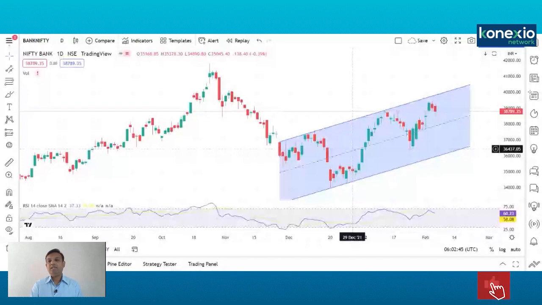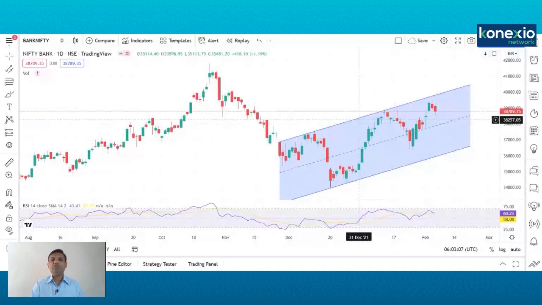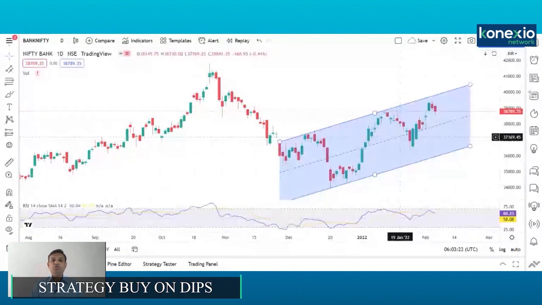So if there is further selling, then Bank Nifty might test the levels of 38,300 to 38,400, and that should be the area to go long at the lower levels. Looking at the price action and indicators, everything is in positive territory. So buy on dips should be the strategy for the next week in the Bank Nifty.